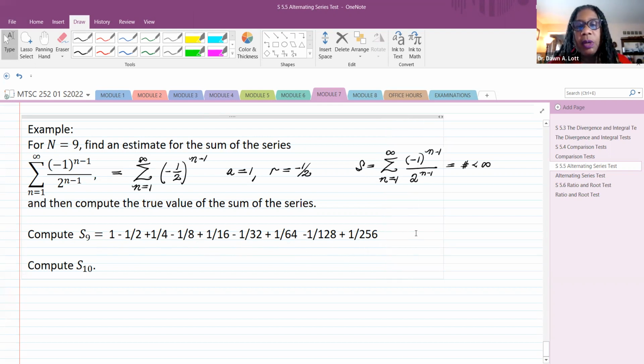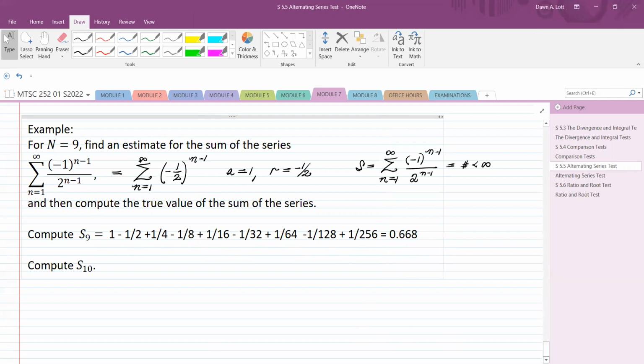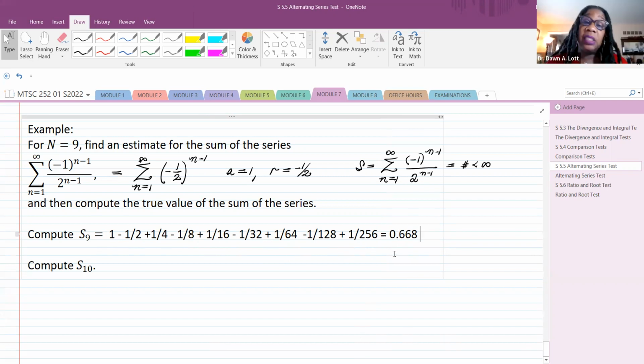And the value of this turns out to be 0.66. Okay, so that is the value of S9. So S9 is supposed to be a good approximation to the true value of the series.